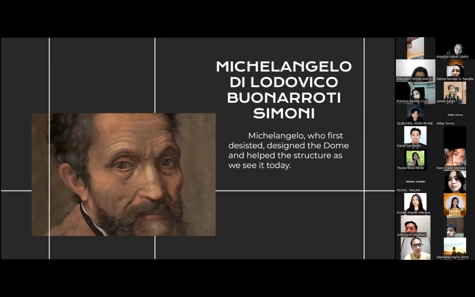Next is Michelangelo de Ludovico Buonarroti Simoni. Michelangelo, who first desisted, designed the dome and helped the structure as we see it today. He went back to Bramante's original plans, but changed it from a balanced and restful dome into a dynamic construction. Additionally, he contributed on Pieta, St. Peter's exterior and interior of the church. Next slide po.